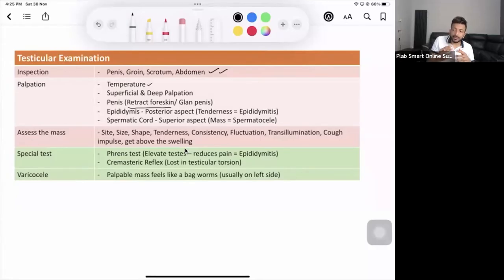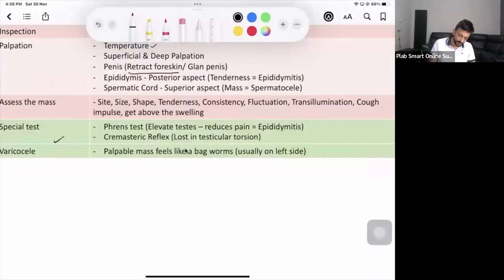Feel for the testicles, see if it is soft, hard, and if there is any mass. If there is any mass, you comment on the mass in detail. Is it on the anterior side, on the back side? Is it attached to the underlying testicle or the overlying skin? Is it painful, not painful, mobile, not mobile, soft, hard, regular, irregular? So you need to comment on the mass in detail if there is any. That's what you need to do.